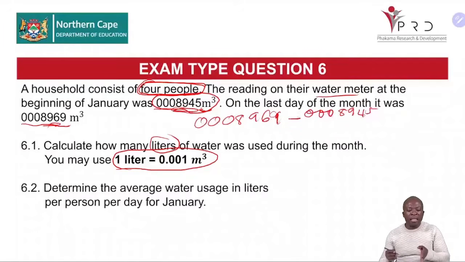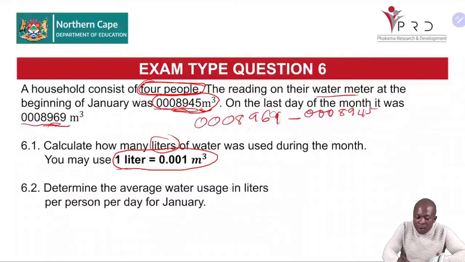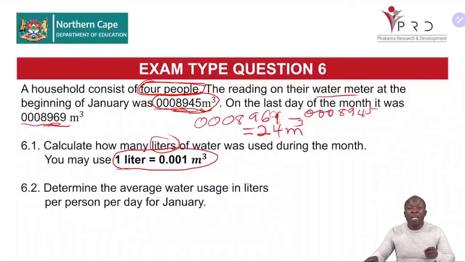You can just say 8969 minus 8945. So let us press together. We are going to say 8969 minus 8945. It means we used about 24. So now our answer is what? 24 meters cubed. Good. We've got the answer.